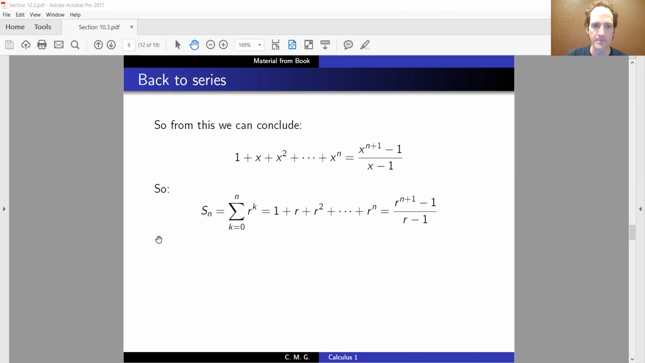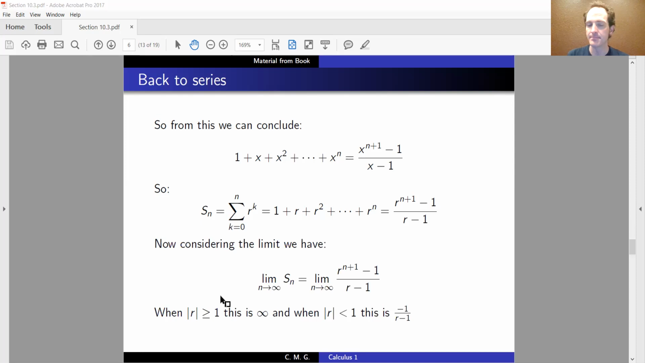So what are we going to do here? We now take the limit. So if I take the limit as n goes to infinity of this thing, if the absolute value of r is bigger than 1, this thing on top is going to go to infinity, because you've got this r to the n plus 1 term, and it's got a big power, and it's a big number. That big number with a big power gets really big, and it might alternate between positive and negative, but it's still in magnitude getting bigger and bigger. So this thing is going to be infinite. It's going to be a divergent sequence.